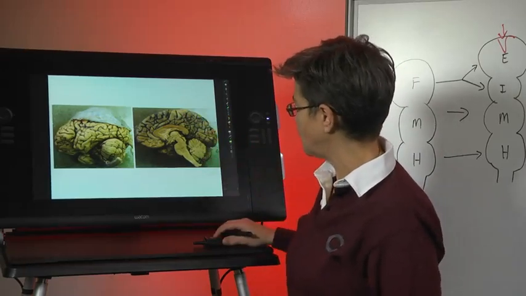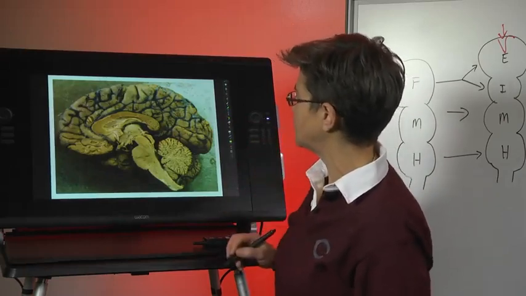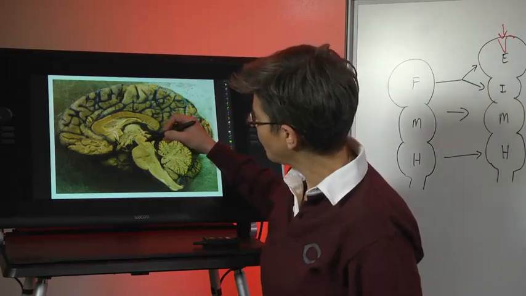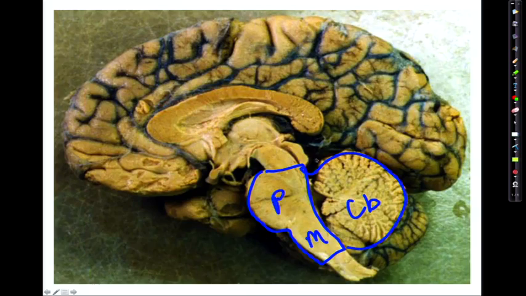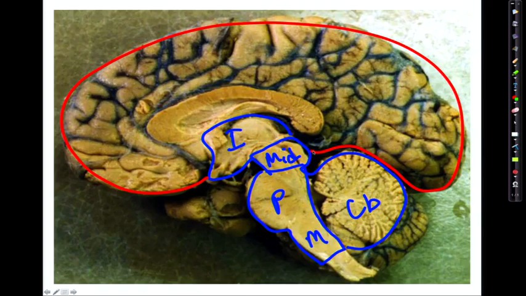So here is another view of it. Let's look at this mid-sagittal section. Here is the hindbrain. This is all hindbrain. This is the cerebellum. This is the medulla. This is the pons. This little bit right here is the midbrain. This bit right here is the interbrain, the hypothalamus and the thalamus. The rest of this is all end brain.